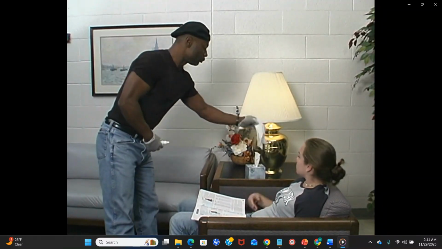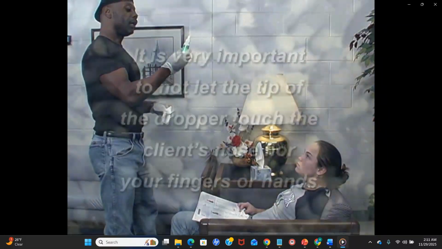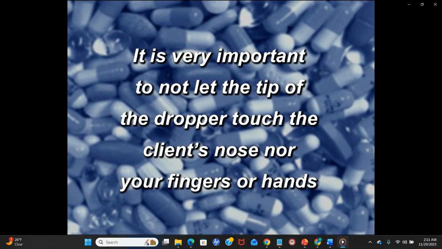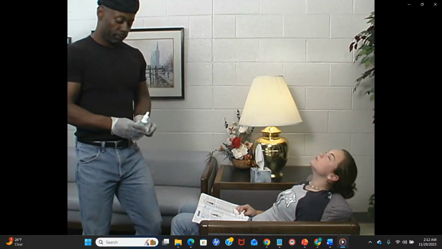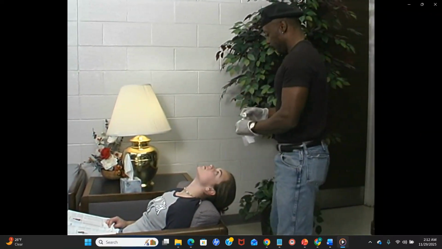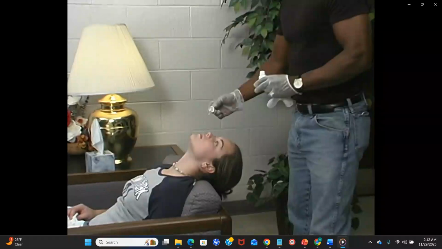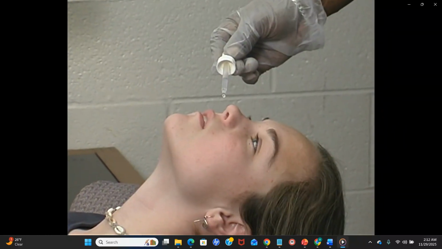Give the client a tissue and have one ready for use after administering the medication. To avoid injury and to prevent getting germs on the dropper, it is very important to not let the tip of the dropper touch the client's nose nor your fingers or hands. Ask the client to gently rest their head back on the chair, being careful that they do not strain their neck. Drop the exact number of drops listed on the MAR into the correct nostril or nostrils.